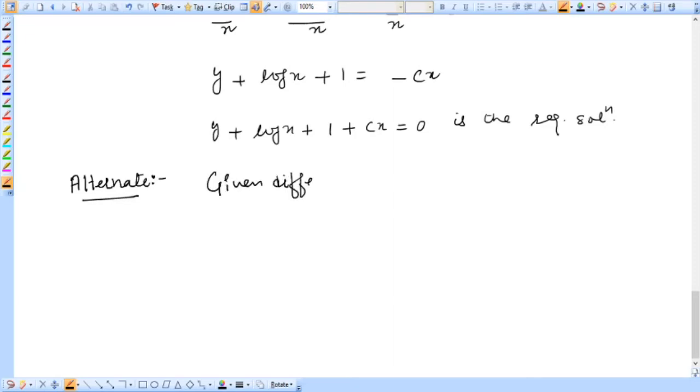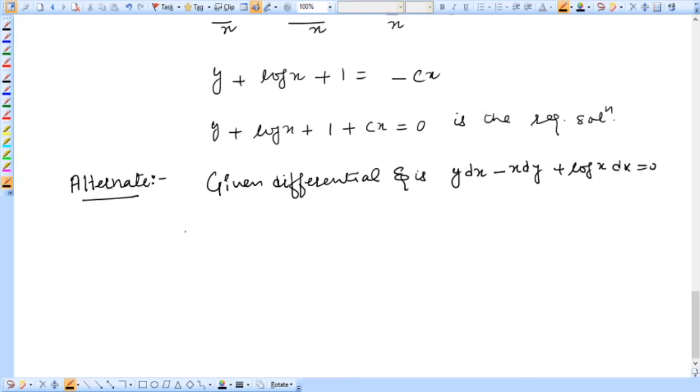Okay, the given differential equation is y dx minus x dy plus log x dx is equal to 0, where x is greater than 0.